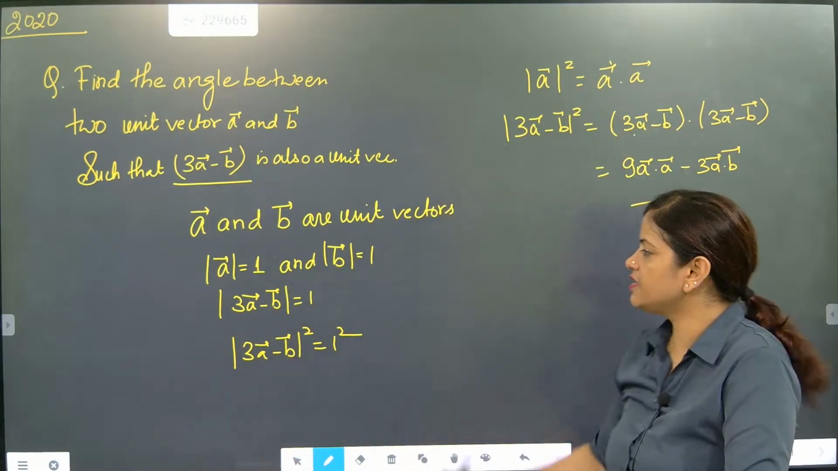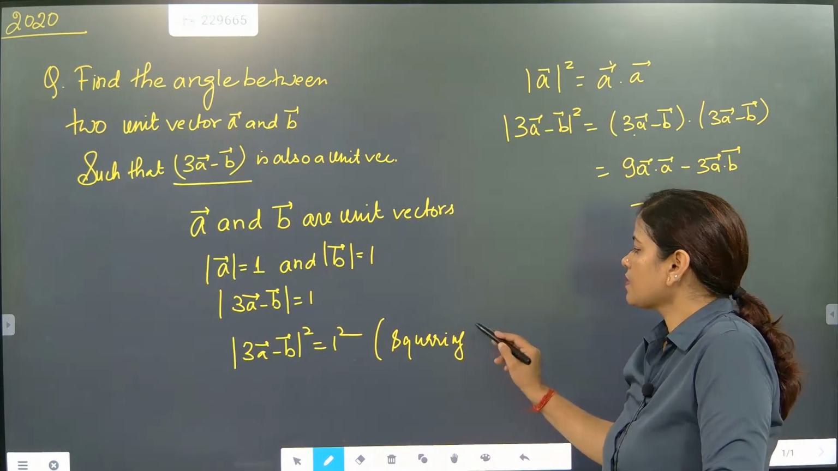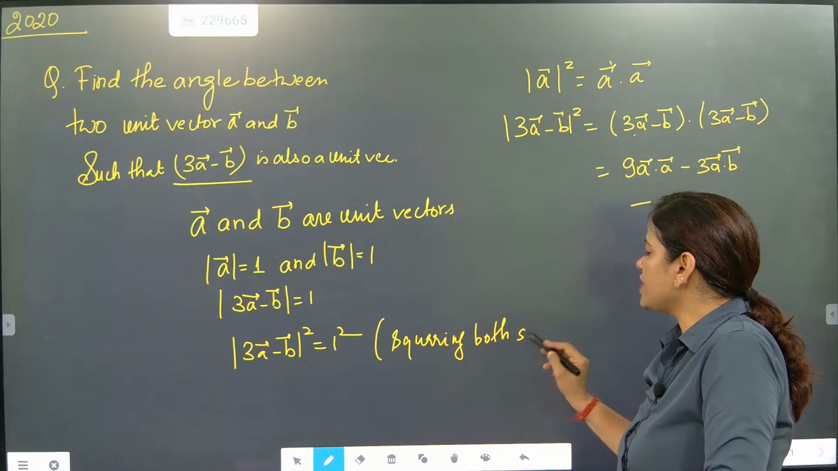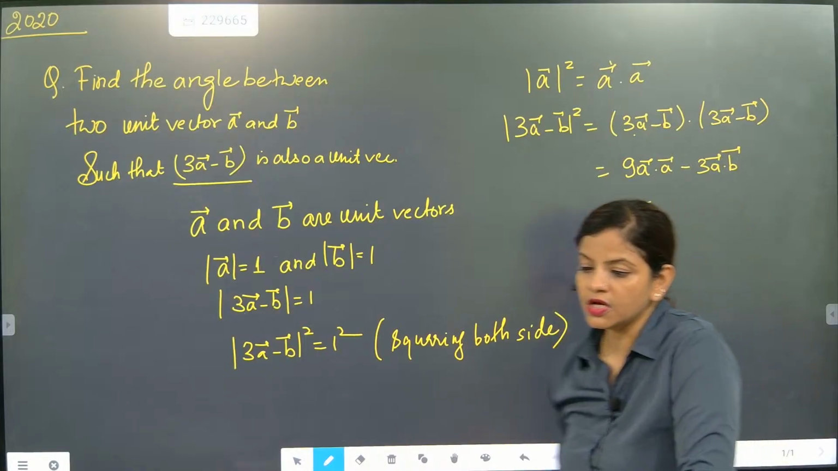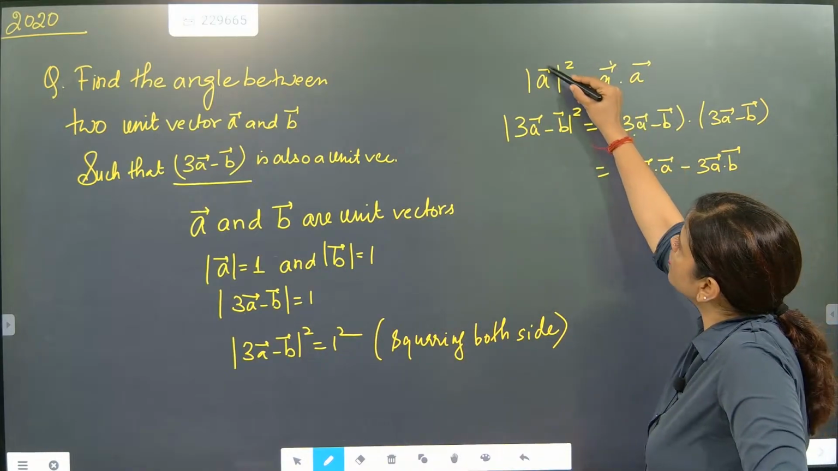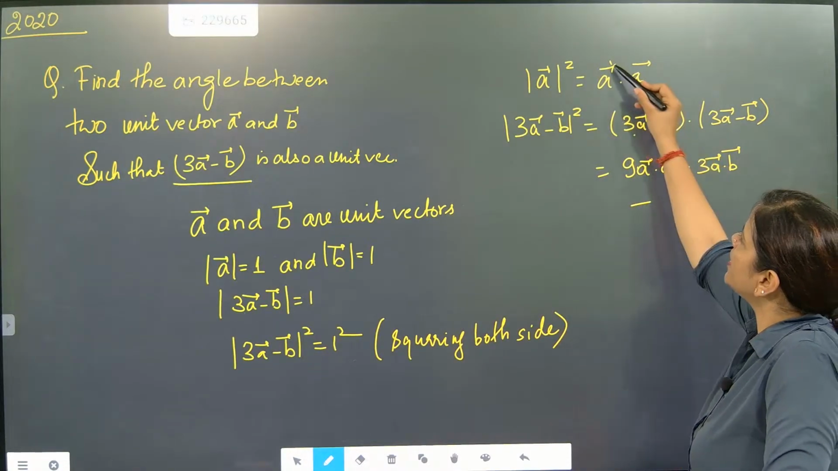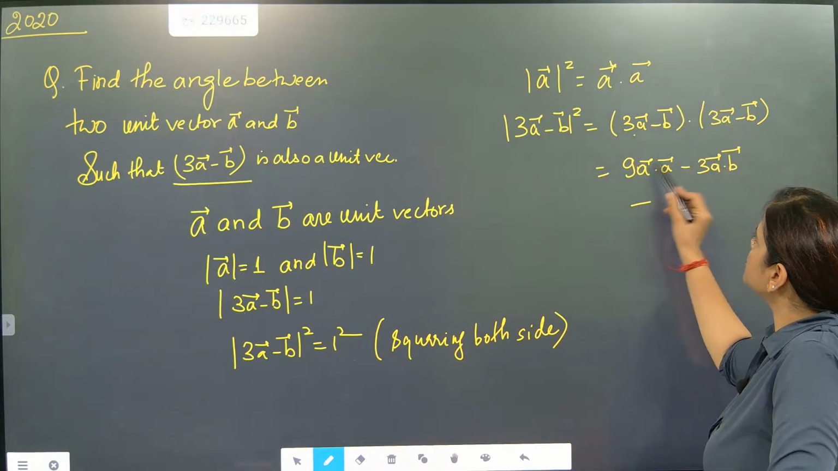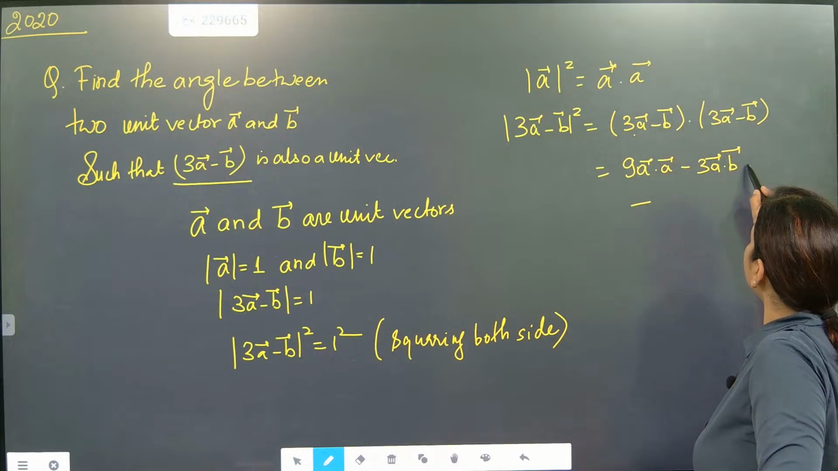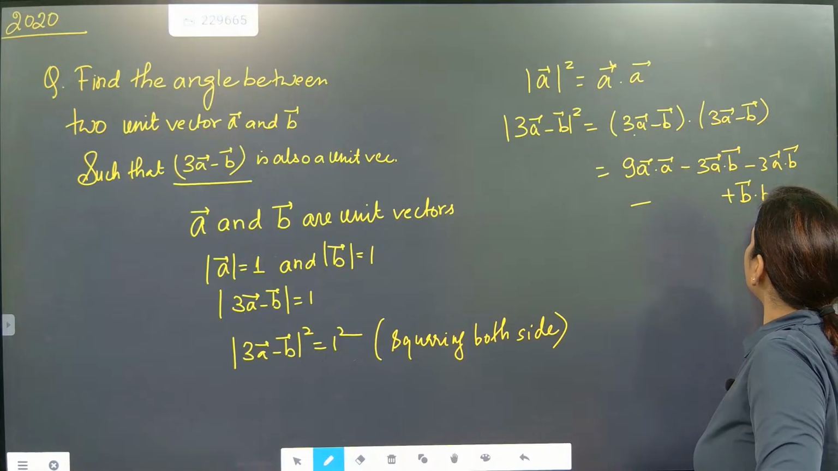Understood? From which part did I do the squaring? I wrote here, squaring both sides. Without squaring, we can't do anything. So once we squared both sides, the magnitude of A vector whole square will come for that part. Correct now? So this part is written. 3 3s are 9, but here it will come minus 3A vector dot B vector, and then minus into minus plus B vector dot B vector.